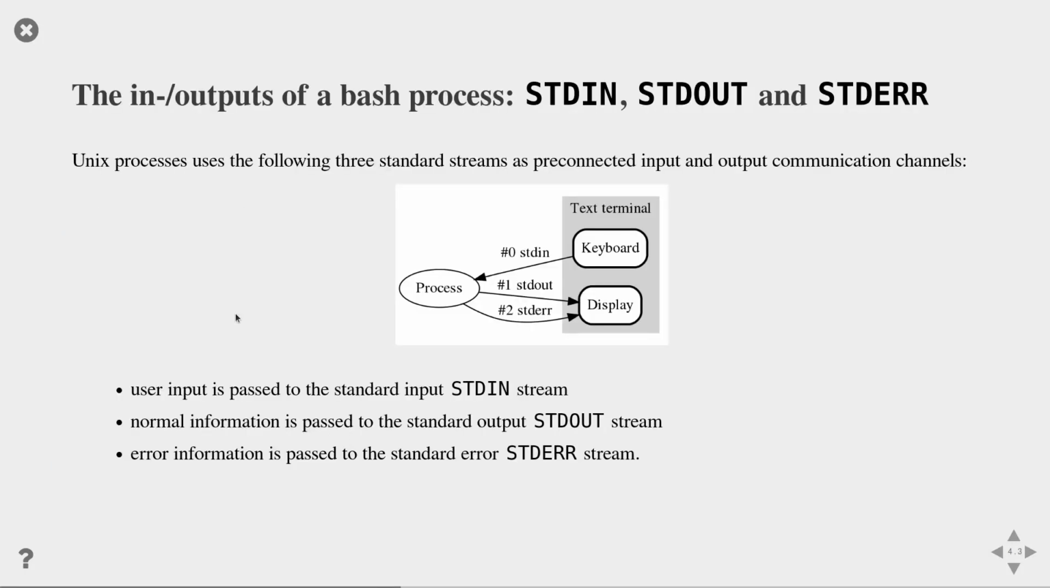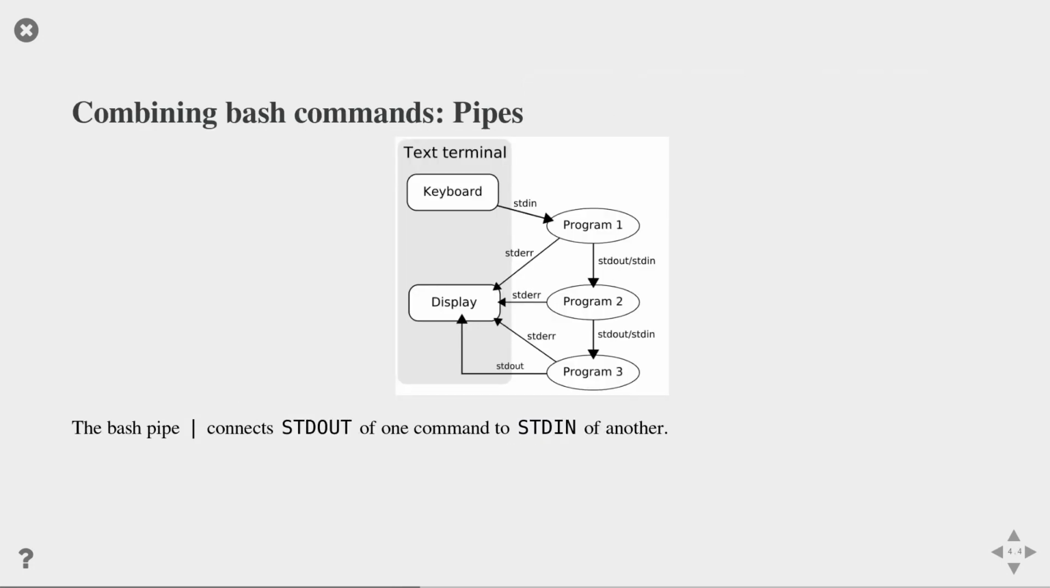In order to understand how to combine processes, we need to understand the inputs and outputs of a single Bash process. And there are 3 of them: the standard input, standard output, and the standard error. Each Unix process takes user input through the standard input stream, typically from the keyboard, and it outputs normal information through the standard output stream, typically on a screen, and it outputs error information through the standard error stream, typically also on the screen. The trick to combine multiple Bash commands is to redirect these standard streams to different commands.